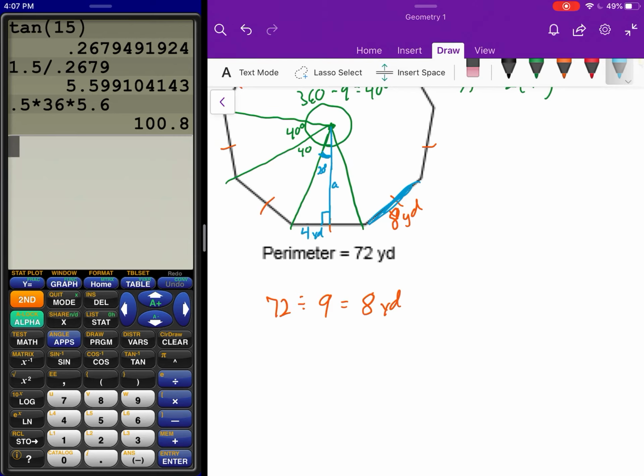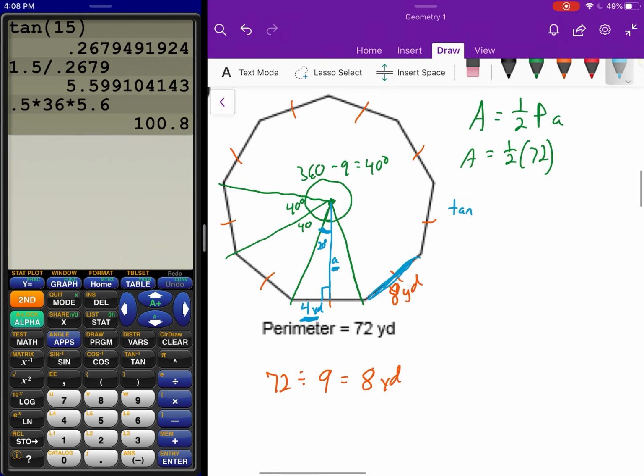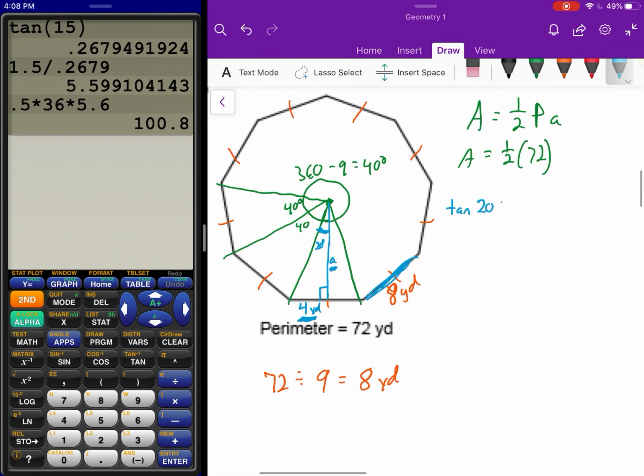And once again, we can use that like we did last time to find the apothem. We have a 20-degree angle. The apothem is the adjacent leg, and the 4 yards is opposite. So we have adjacent and opposite again. That means we want to use tangent. So we'll do tangent of 20 equals opposite, which is 4, over adjacent, which is a. Multiply both sides by a.